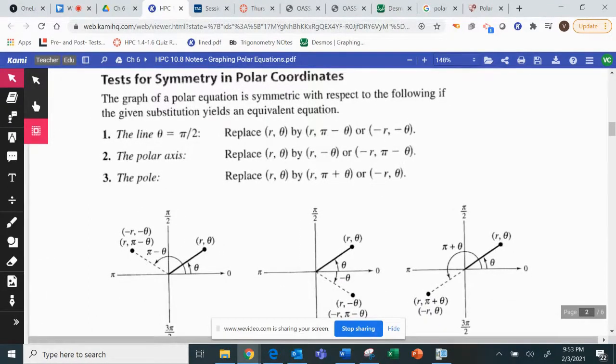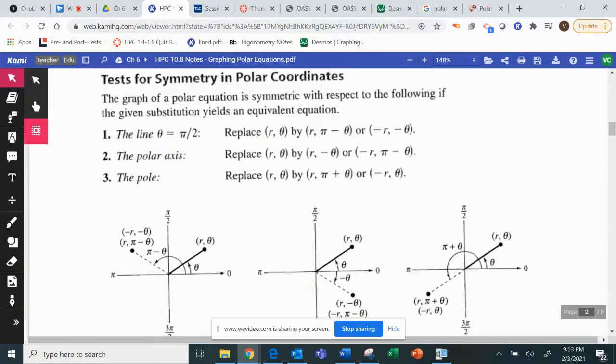Number 2 would be symmetry on the polar axis, and that would be replacing (r, theta) by either (r, negative theta) or (negative r, pi minus theta). Or you can have symmetry about the pole, and that would be replace (r, theta) by (r, pi plus theta) or (negative r, theta).